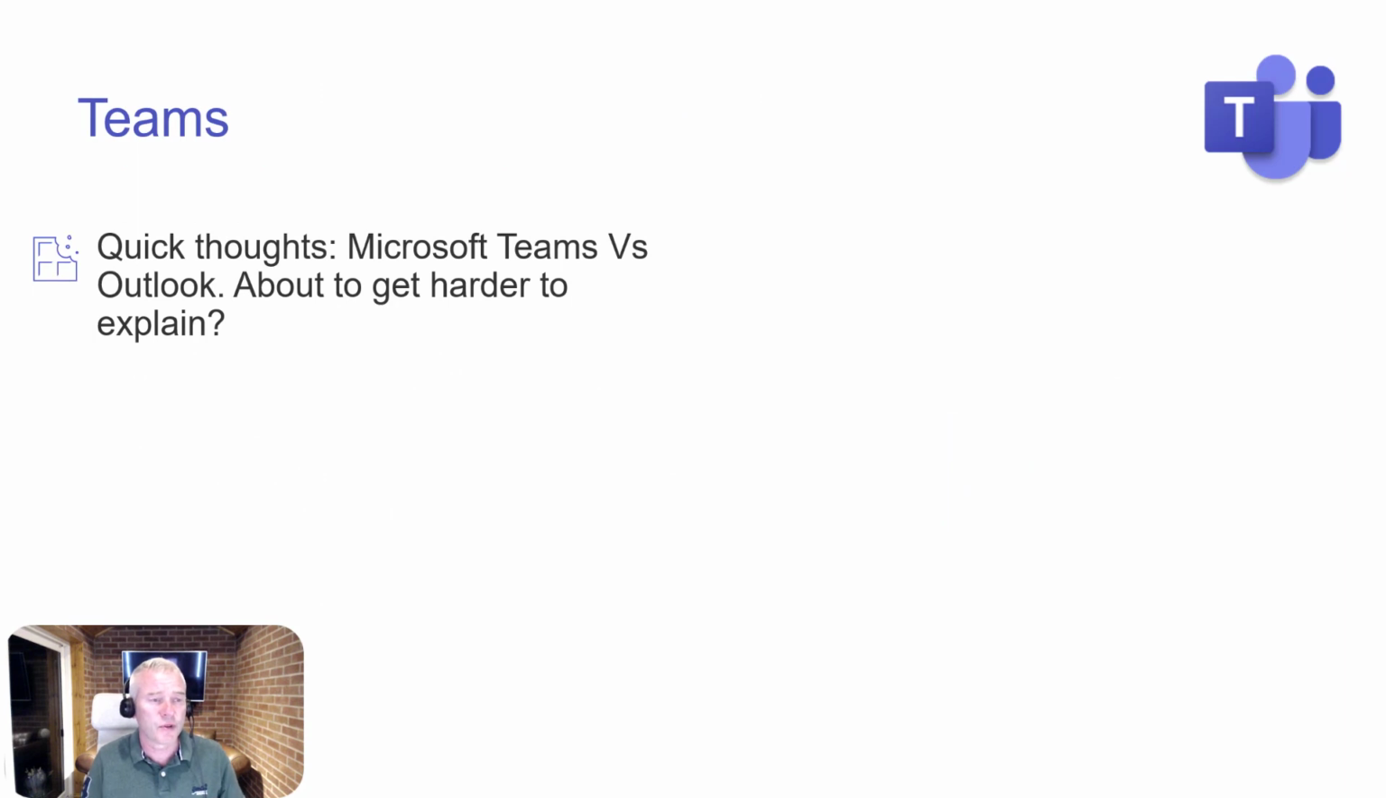Okay, some quick thoughts here. So I've just done a blog on Microsoft Teams versus Outlook, and is it getting harder to explain when you would use which? And the reason I brought this up, and I've just blogged about it, is some of the changes to Outlook. So you've got Fluid components or Loop components coming to Outlook. So when someone sends an email, that email is live, sort of the thing that's in it is, and people can edit it and work on it.